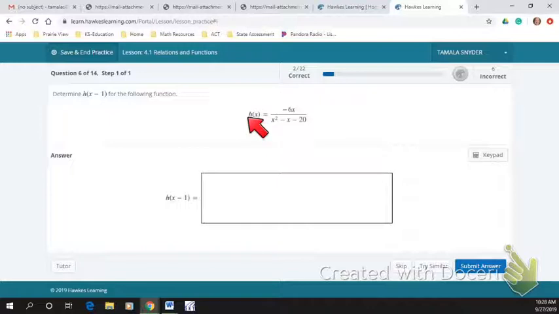So the name of the function is h. It uses the variable x, and this is what it does. Now they want me to find h of x minus 1. Am I right? Yep, that's what we want to find. So what does that mean?